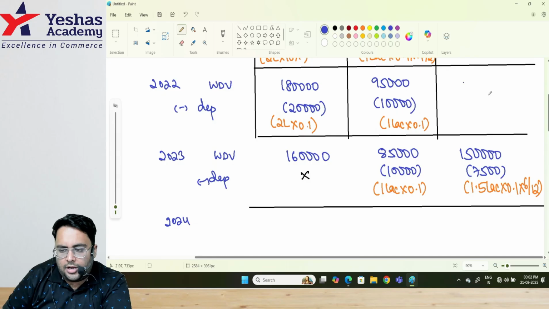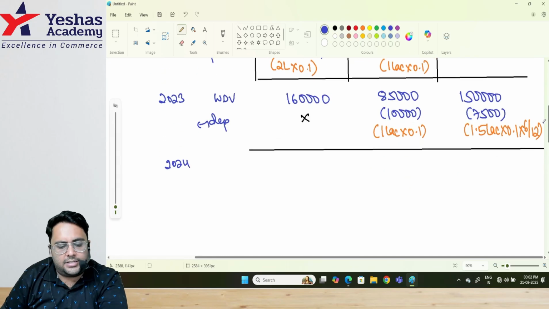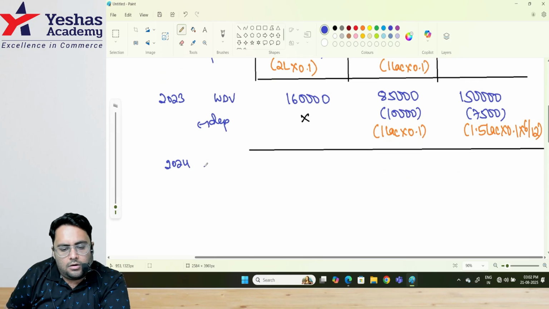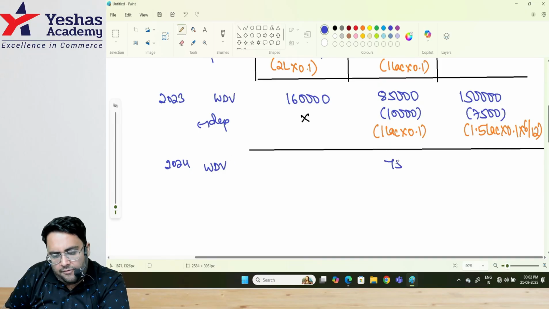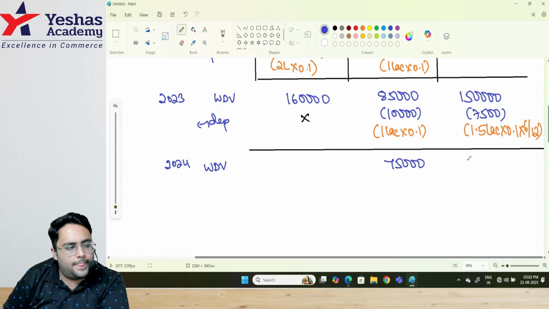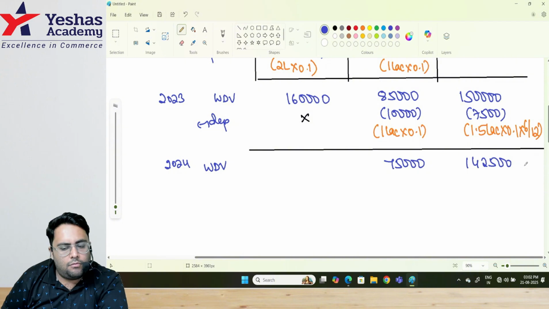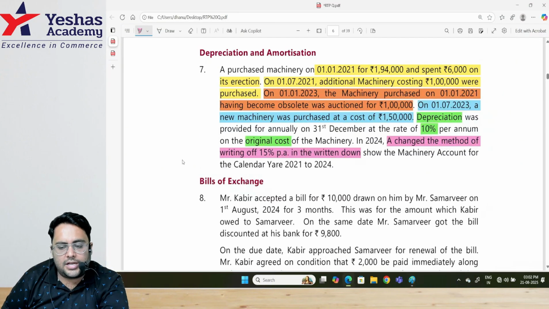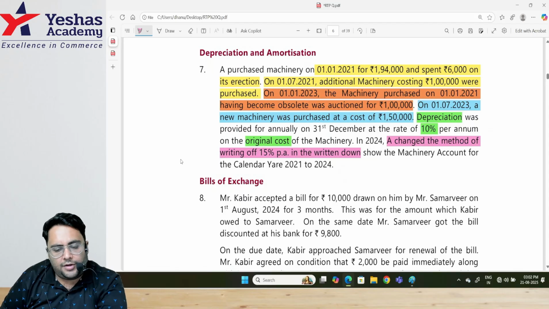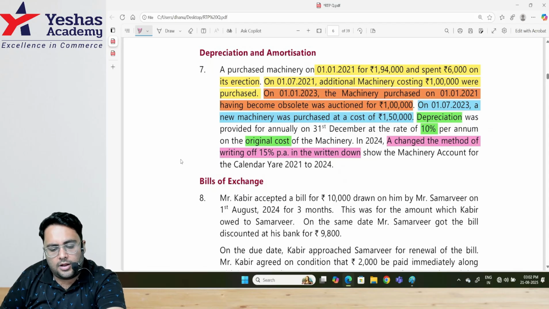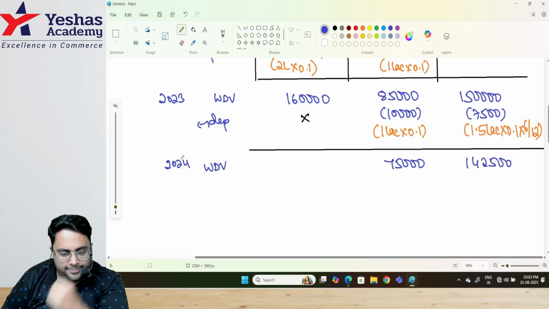Okay, now calculate your WDV of the respective assets. M1 will not exist. M2, 75,000. M3, 1,42,500. Do we have one more year? In 2024, they changed the method of depreciation to 15% per annum. Can you all calculate and tell me in this year what will be your depreciation?